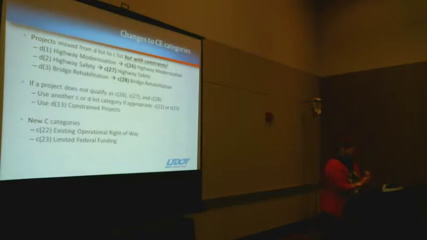For example, 2 of the new ones that they created, C22 and C23, if I remember correctly, and I'm probably going to mix them up, but one is projects that are within the operational right-of-way can be considered a C-list project, and that was kind of a big thing. And then projects with financial constraints can also be considered a C-list project.